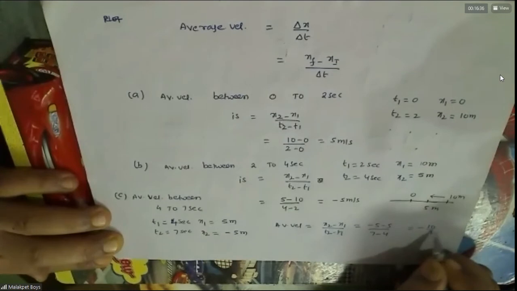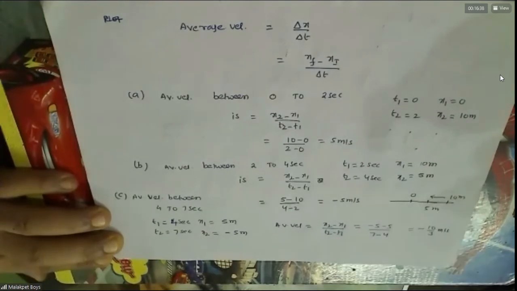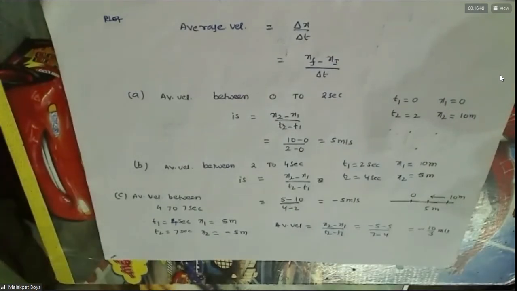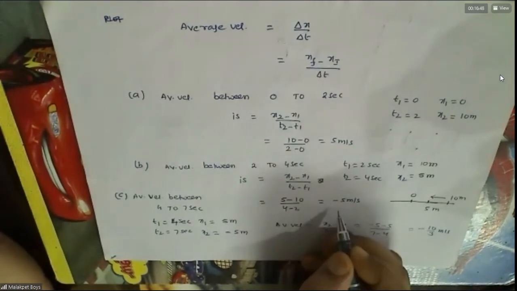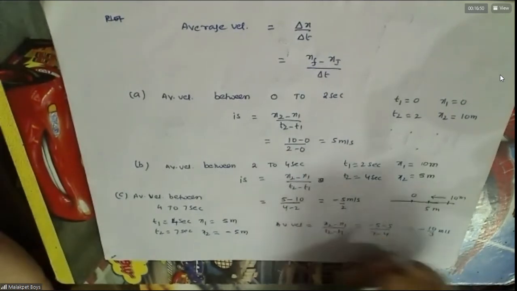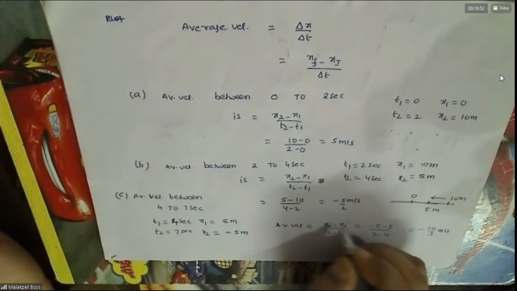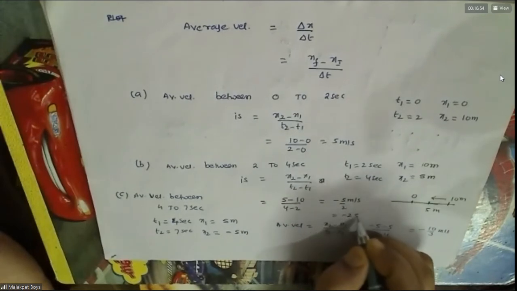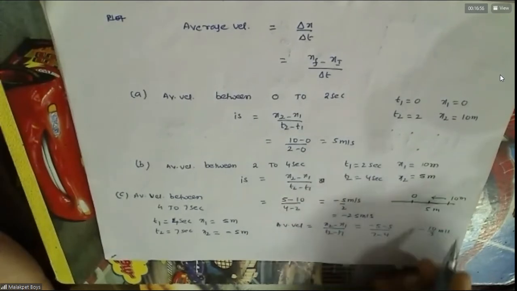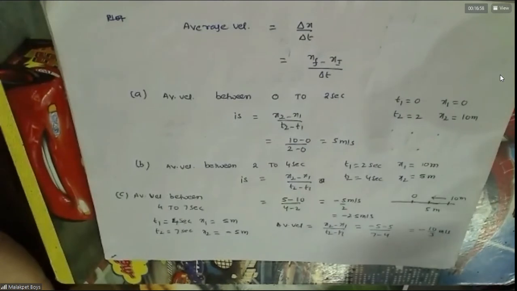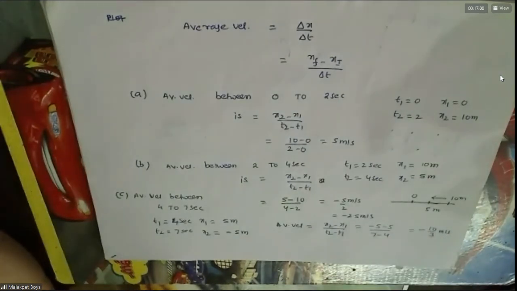Sir, in this question B, we will get minus 5 by 2, sir. That's all, no? This is negative.